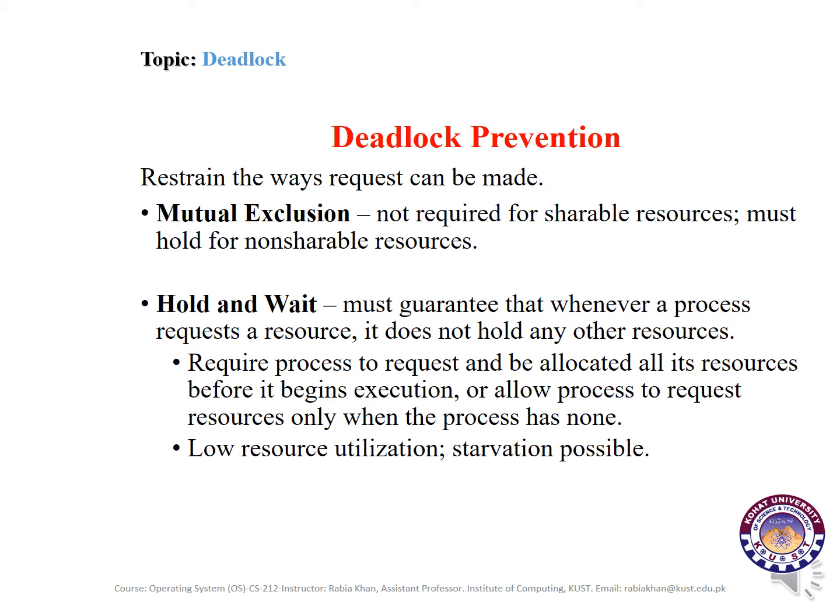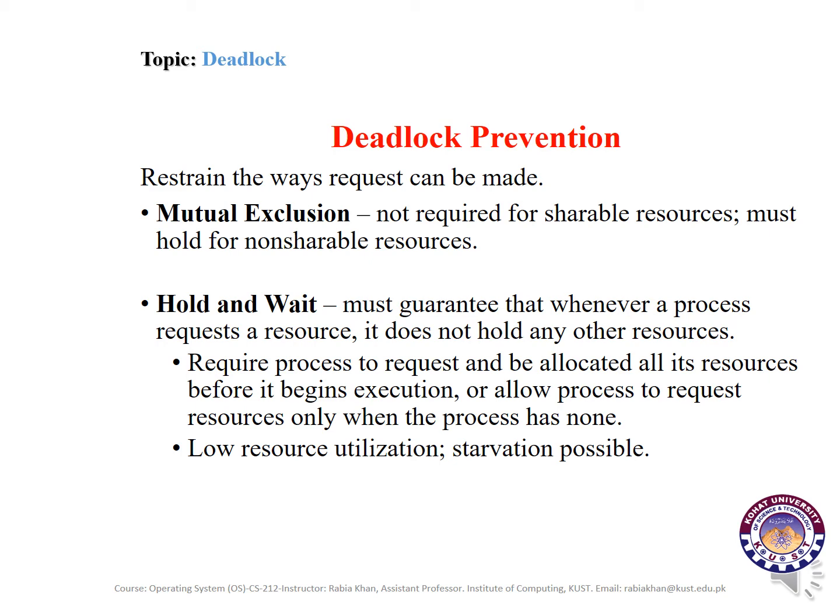The next condition is hold and wait. Hold and wait says a process is holding a resource and waiting for another resource to be assigned to it. Now, how can this condition be prevented? The operating system must ensure that any process that requests some resource must not hold any other resource. How can this be ensured? Two options are there for it.